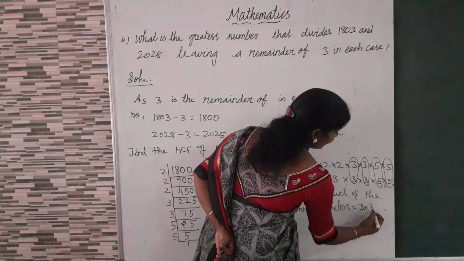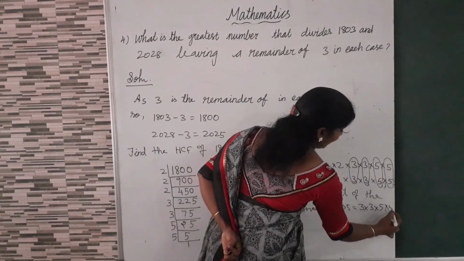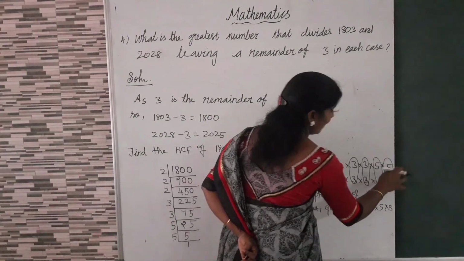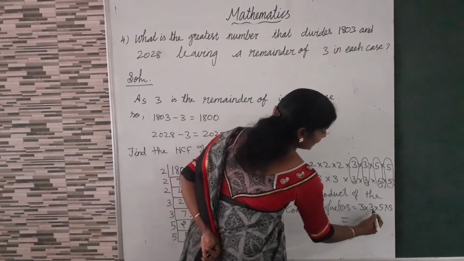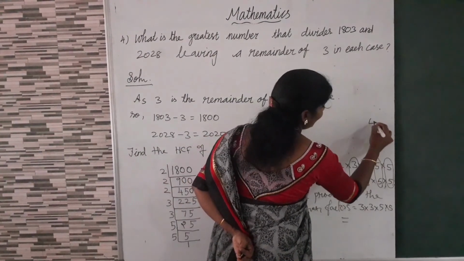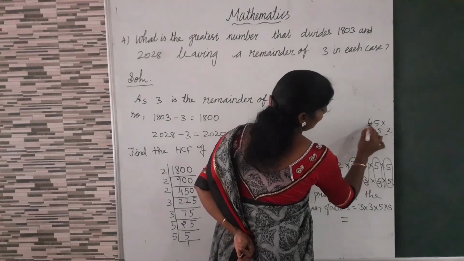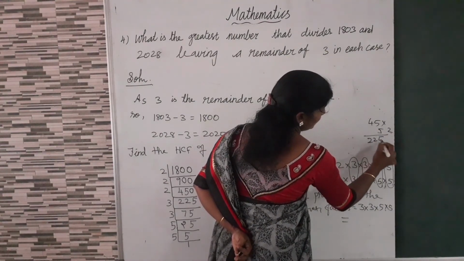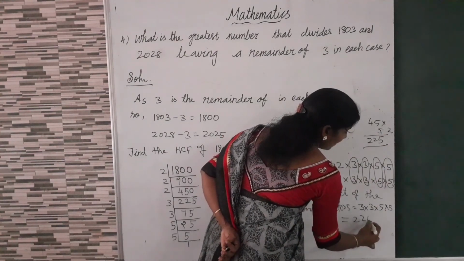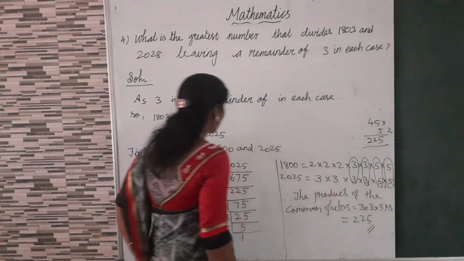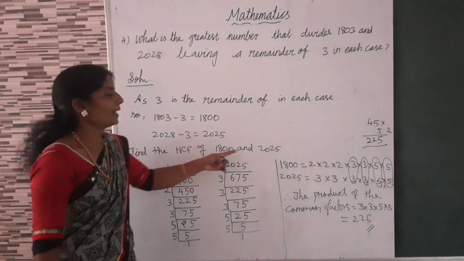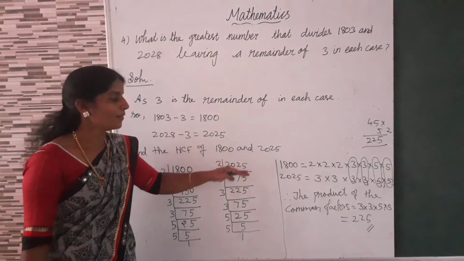3 into 3 into 5 into 5. Okay. Now here 3 3s are 9. 9 5s are 45. 45 into 5. 5 5s are 25. 2. 5 4s are 20. Plus 2, 22. 225 is the HCF of 1800 and 2025.